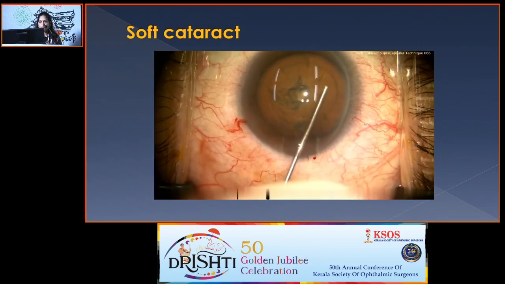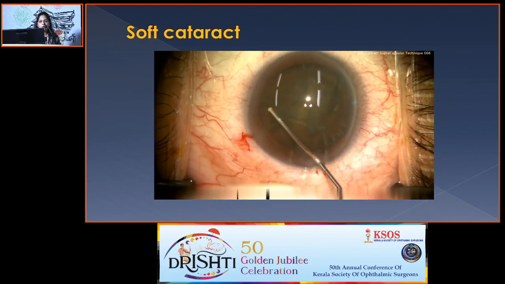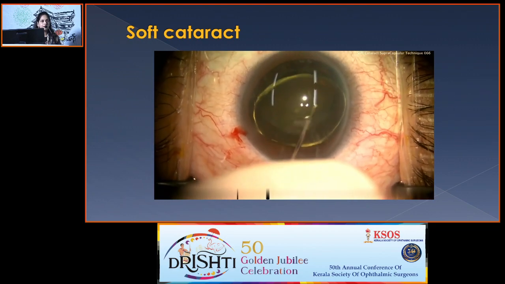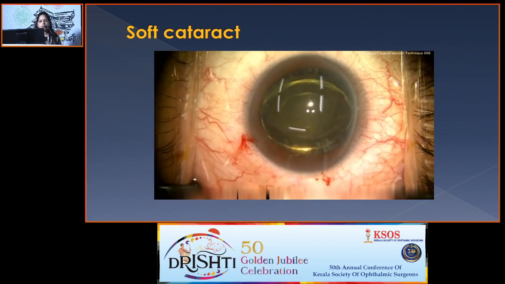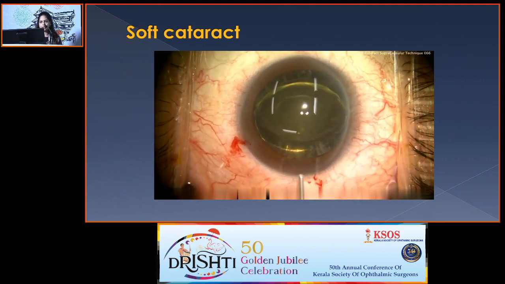Suppose you have a soft cataract, there is always a chance of cheese wiring of the nucleus. So here you can go for two options. Either you can hydroprolapse the nucleus through a 5 mm incision and then aspirate it, or in a stop and chop method you can make a deep trench, separate it properly and then aspirate.